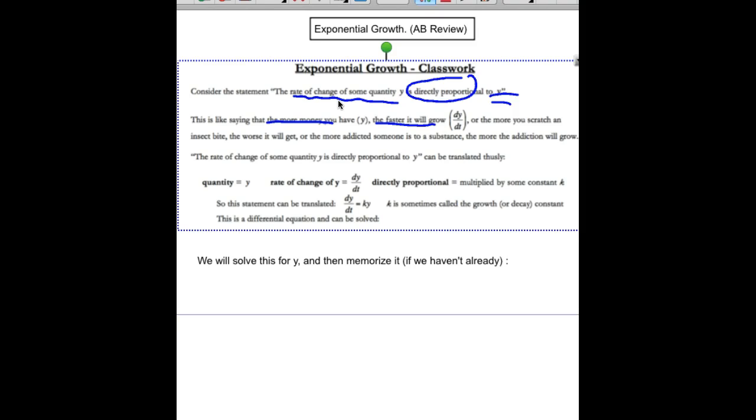And it says the more you scratch an insect bite, the worse it'll get. The more addicted someone is to a substance, the more the addiction will grow. These are all rates of change that are directly proportional to what's happening at a given time. So when we write that rate of change, we say the rate of change with respect to time, and it's usually not dy. Usually we use something that, like if it's bacteria, we'll use dB.